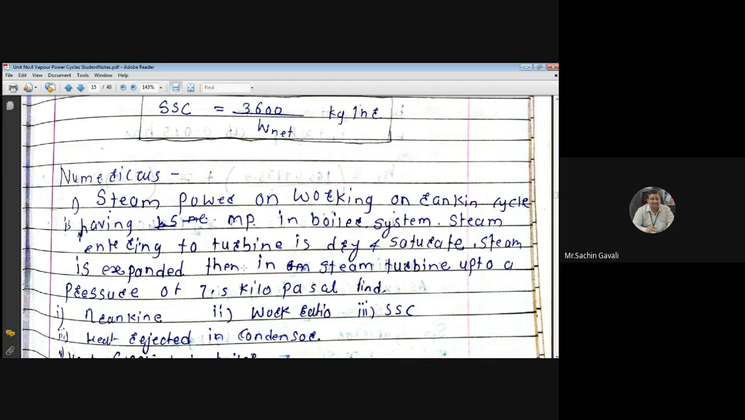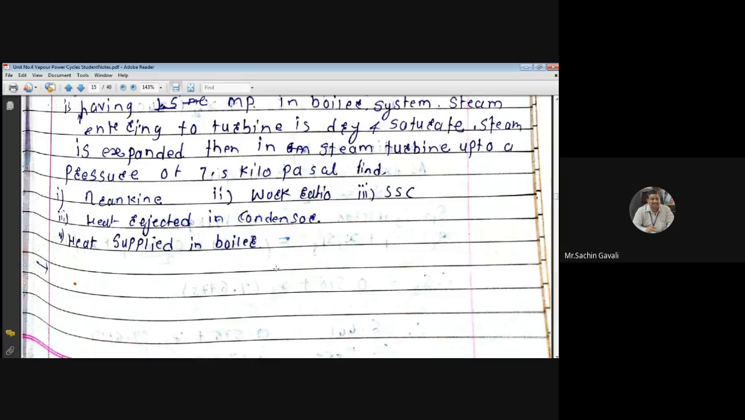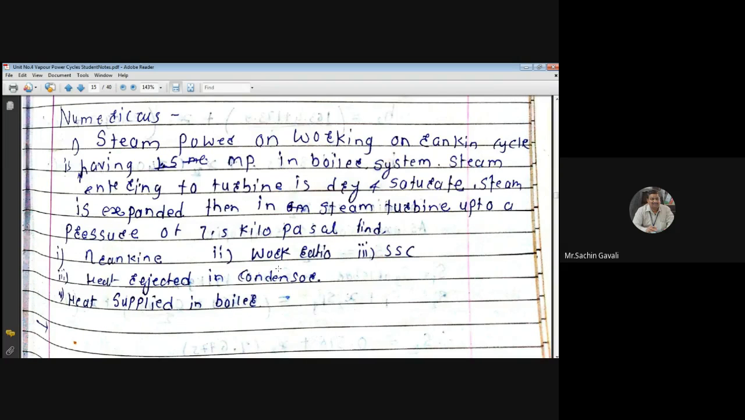Working on Rankine cycle. Having 1.5 megapascal pressure in boiler.